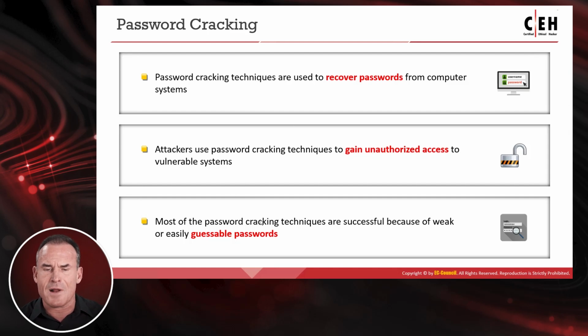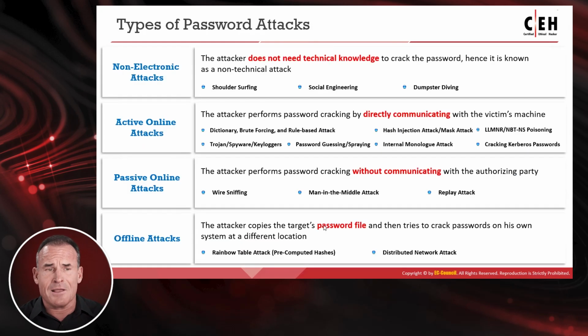So most of your password cracking techniques are successful because of weak or easily guessed passwords. When people use something that's easy to remember, generally it has some sort of personal meaning to them, pets' names, birth dates, anniversary dates, and so forth. That kind of stuff can be recovered from social media sites and through footprint reconnaissance and social engineering. So password cracking is going to fall into non-electronic and electronic varieties: shoulder surfing, social engineering, and dumpster diving. We actually talked about these in our second module, right? Footprint and reconnaissance. Active online attacks.